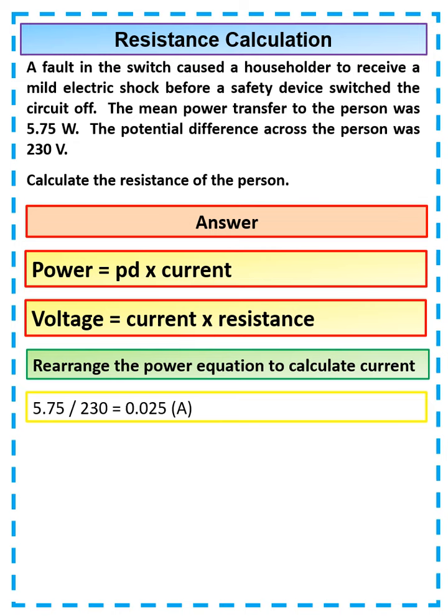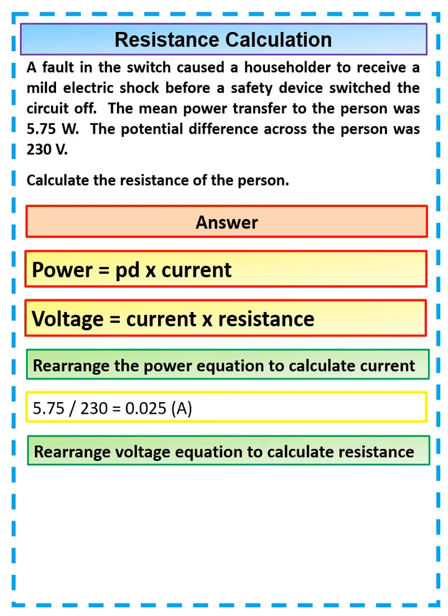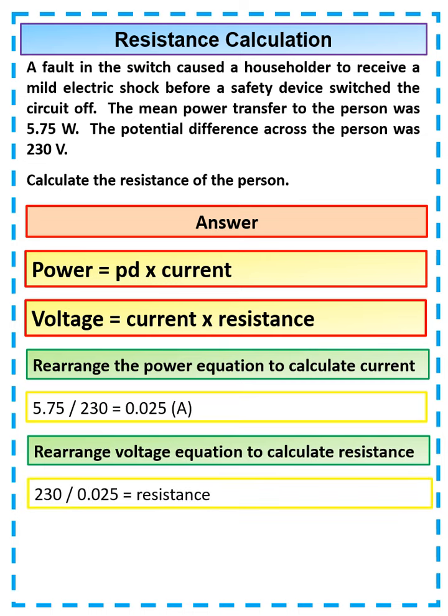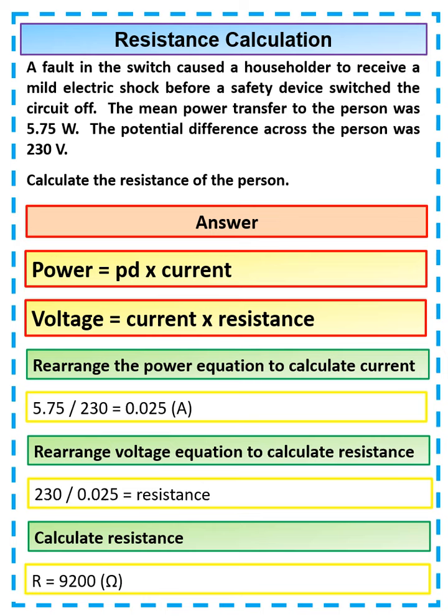So now we've got the current, so we can use the current in this second equation, our resistance equation. So we're then going to rearrange the equation for resistance to give us the resistance. So we're going to take the voltage. We already know that the voltage is 230 volts. We're going to divide that by the current, which we've just worked out, which is 0.025 amps, and that will give us our resistance. So when we work that out, that should come up to a resistance of 9,200, and don't forget the unit being ohms, because sometimes they'll give you units.